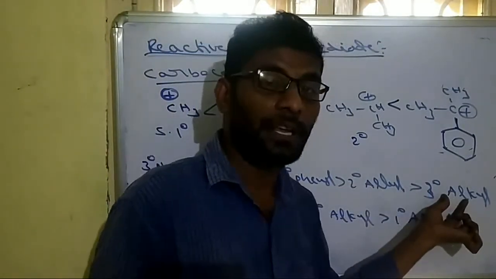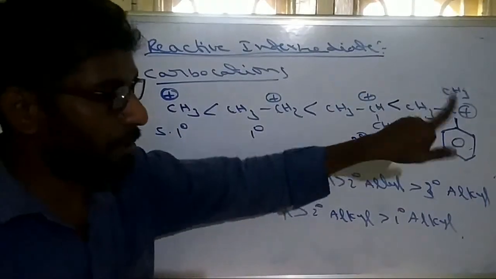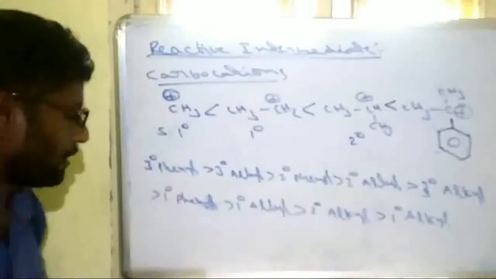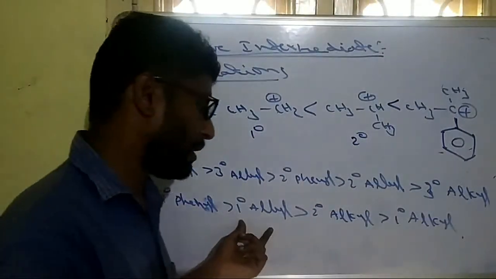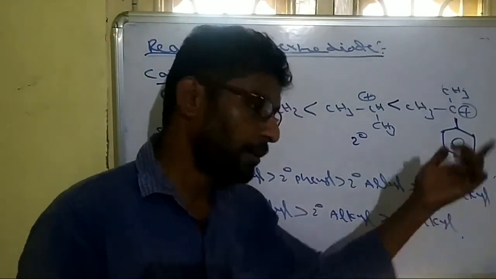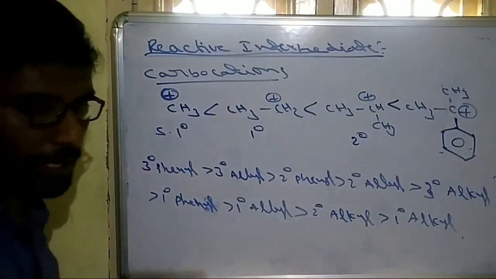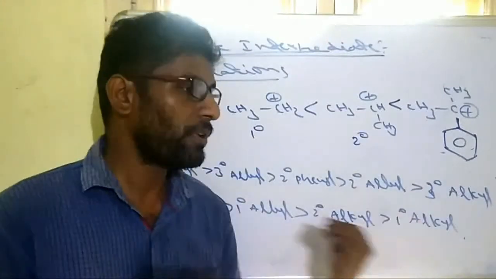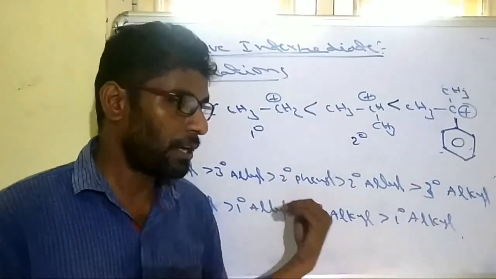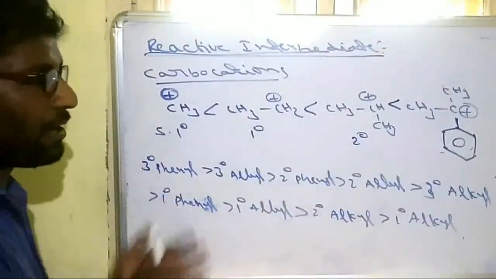Next one is the tertiary alkyl. After that, primary phenyl. Three alkyls are more stable than one benzene ring. Remember it. Thus the tertiary alkyl will come before the primary phenyl and primary allyl. After that, secondary alkyl, primary alkyl. So this is the stability of carbocations. Like that, carbanions and carbon free radicals are also there. We have to remember the order of their stability also. I will send the order in the group, so practice the order. This is about reactive intermediates.